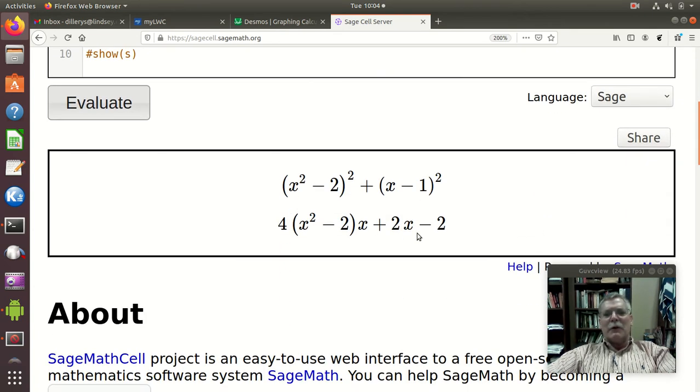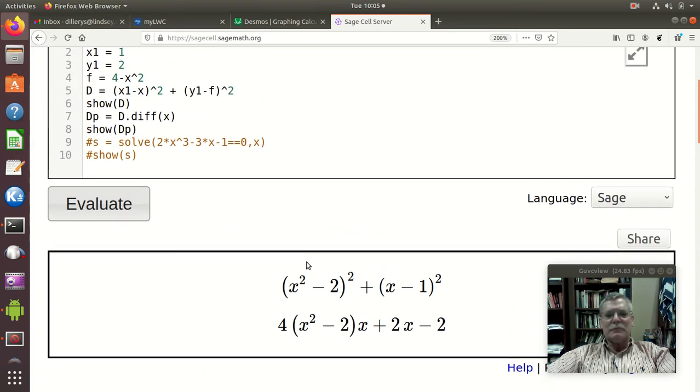And so there we are. That looks familiar. I've got the 2x minus 2. Bring down the 2 and multiply through, I get 2x minus 2. Bring down this 2, and then also multiply by the 2x. And there's a 4 and an x there. And so it has my derivative.